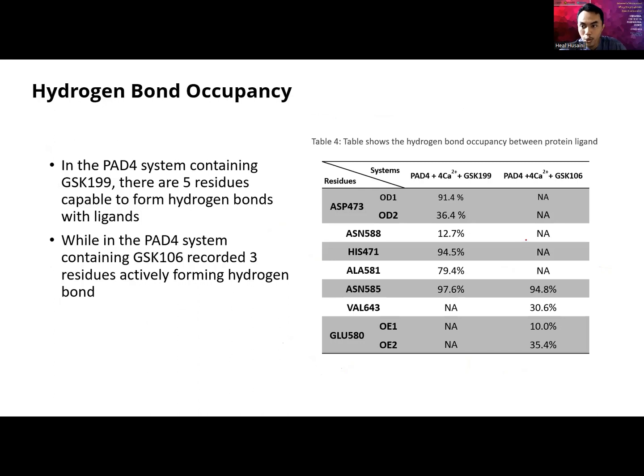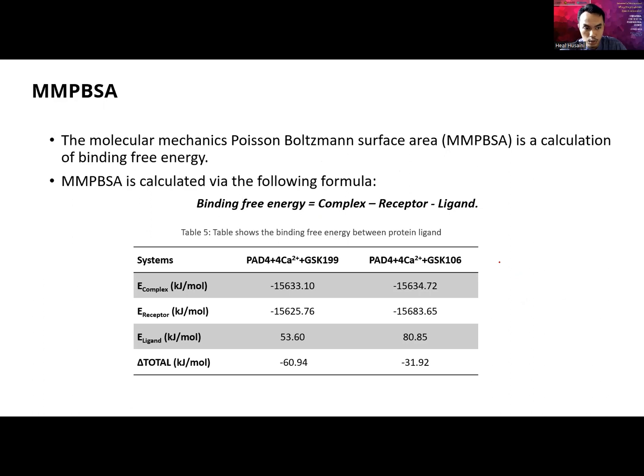For hydrogen bond occupancy, we can see that GSK199, which is the active compound, interacts with 5 residues to stabilize the ligand, while GSK106 is stabilized by 3 hydrogen bonds. We can say that ASN585 actually overlaps between them. For the MMPBSA calculation, which is for the binding free energy, we can see that GSK199 has a lower value, which indicates a good binding affinity between GSK199 and PAD4, compared to GSK106, which is negative 31.92.